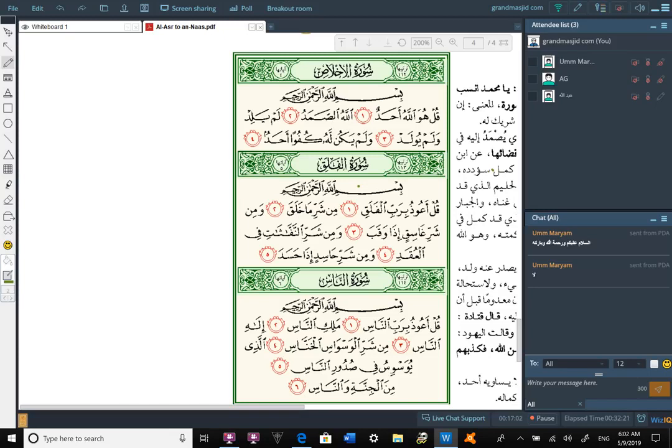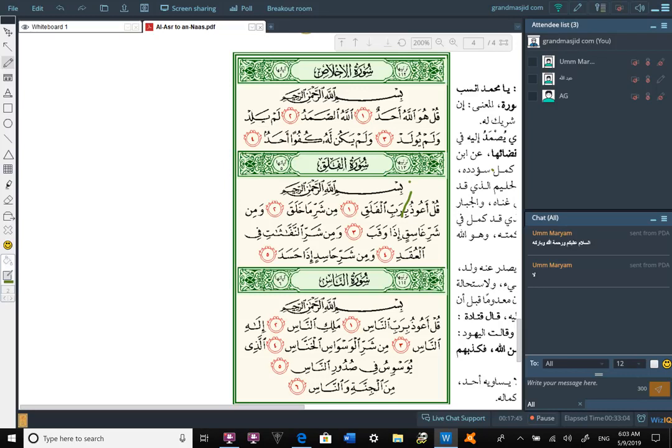So a'udhu is a present tense verb, marfu', with a dhamma which is apparent here, and the fa'il, the doer of the verb, is ana. I seek refuge, a'udhu bi rabbil falaq. Bi, I seek refuge with or in. Either way, I seek refuge with the Lord.